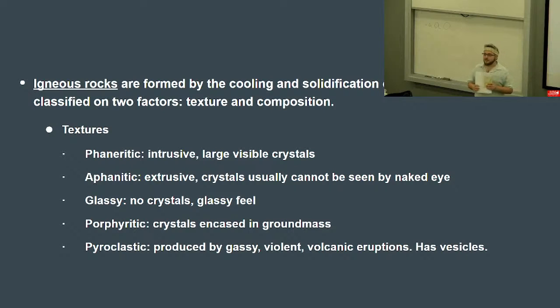Next we have glassy texture. If you remember from class, the only glassy texture rock we interact with is obsidian. It has no crystals and has a glassy feel. If you slam the rock on a table, it'll break into shards just like glass. They are typically made when magma is extruded into water, and so the magma, which then becomes lava because it's extruded, cools immediately. No crystals have time to grow, and that's how it gets its glassy texture.